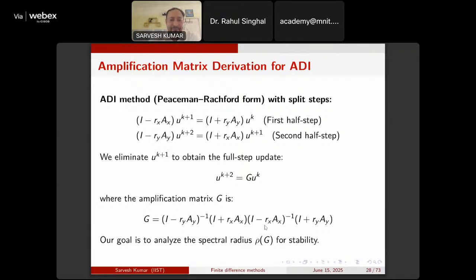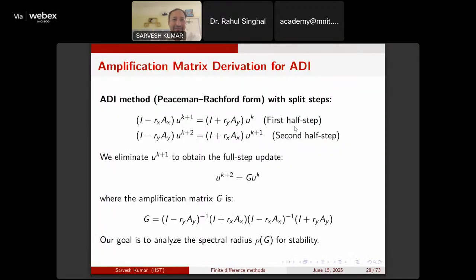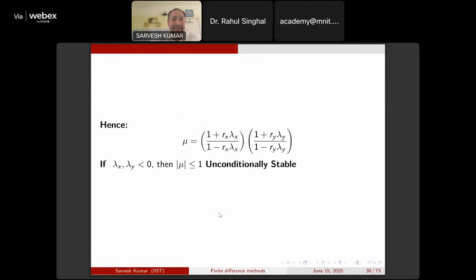So if you want to do the stability analysis, one way is von Neumann, otherwise you can have a matrix form also. So it is straightforward that the eigenvalue of this is always less than 1. Let's see that. Suppose you have the eigenvalue associated with the operator AX, which is nothing but UXX, right? Then this equation I can write in the compact form G phi equals mu phi. So it is straightforward to show that this is actually your mu. How do we do that? By the relation which we have here. With this relation, we can directly prove that we have this. Just straightforward.